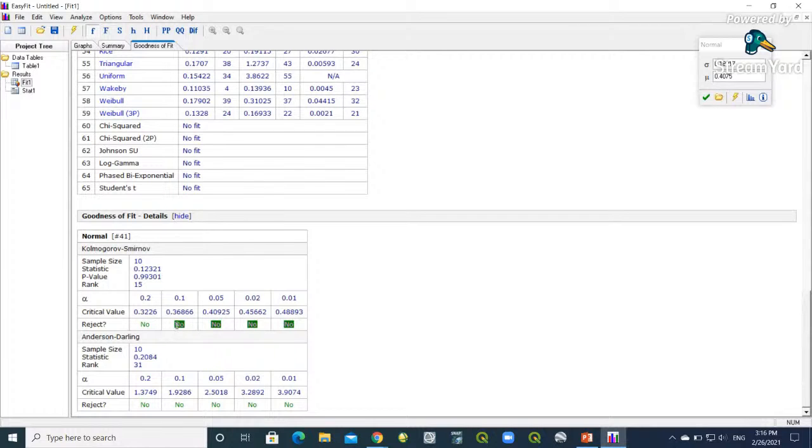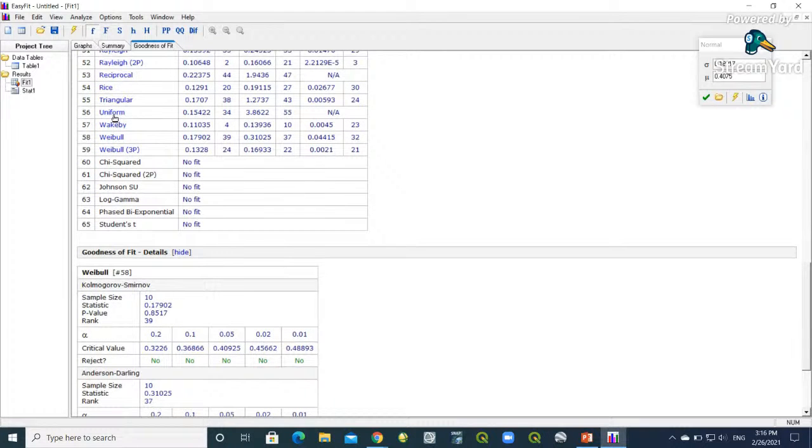If yes is here, if your hypothesis is rejected, then it means this PDF function is not good for this data. You have to opt for the other function. So these tests are used to analyze this kind of thing.